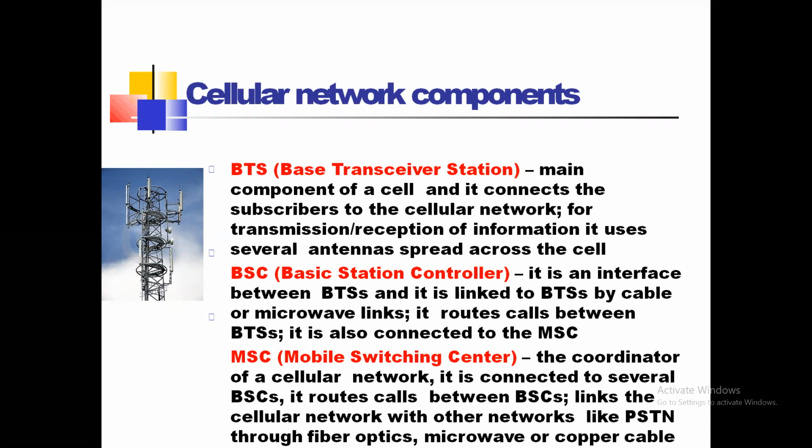The mobile switching center is the main coordinator of the cellular network. This mobile switching center is connected to several base station controllers. That means base station controllers are connected to the mobile switching center. And this mobile switching center routes the calls between different base station controllers. And also this mobile switching center connects with other networks, like the public switched telephone network. The mobile switching center is a very important unit.